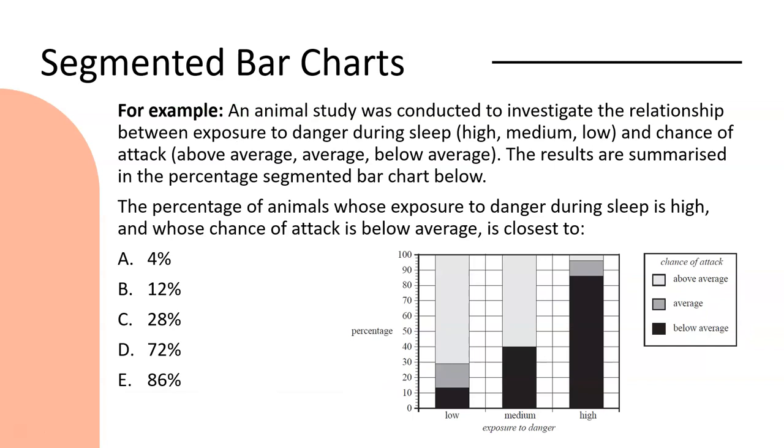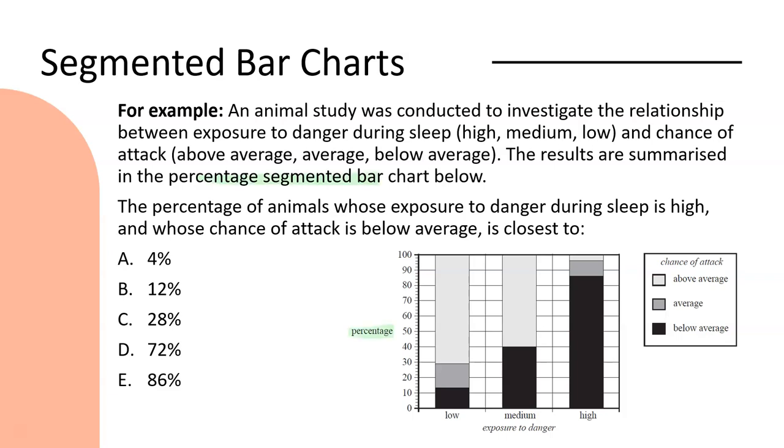An example here for segmented bar charts. An animal study was conducted to investigate the relationship between exposure to danger during sleep, given as high, medium or low, and chance of attack, given as above average, average, below average. The results are summarised in the percentage segmented bar chart below. So these are already in a percentage there.